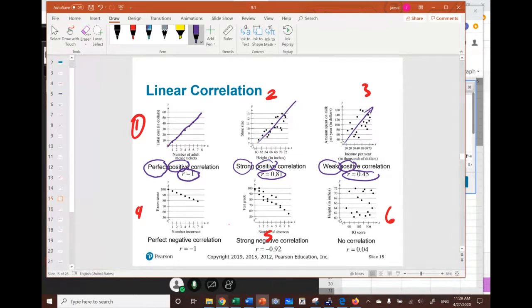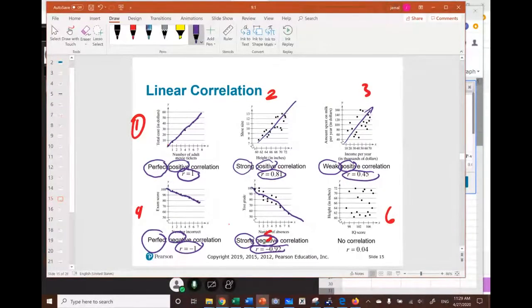Now, if you look at number 4, the dots are perfect, but going down. So it's going to be perfect, negative, and R is negative 1. Now, if we look at 5, and if you put a straight line in there, the dots are very close to the straight line. They are not perfectly on the straight line, so it is strong and it's negative. And look at R, it is negative 0.92. Negative 0.92 is close to negative 1.